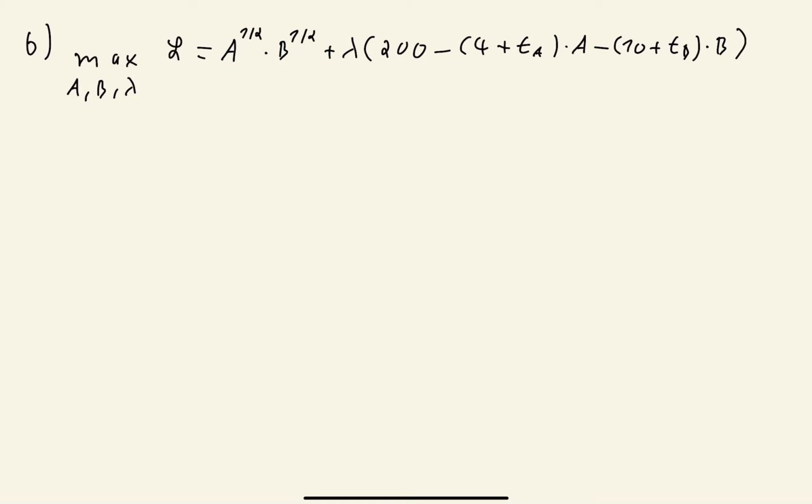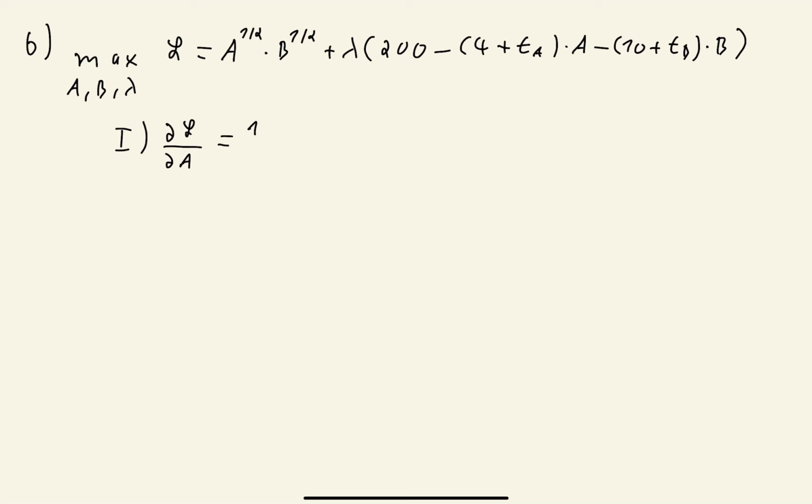Okay, so this is now the new optimization problem that we're considering. So then we go through the partial derivatives again. So we go to the first order conditions. So we start with the partial derivative with respect to A.